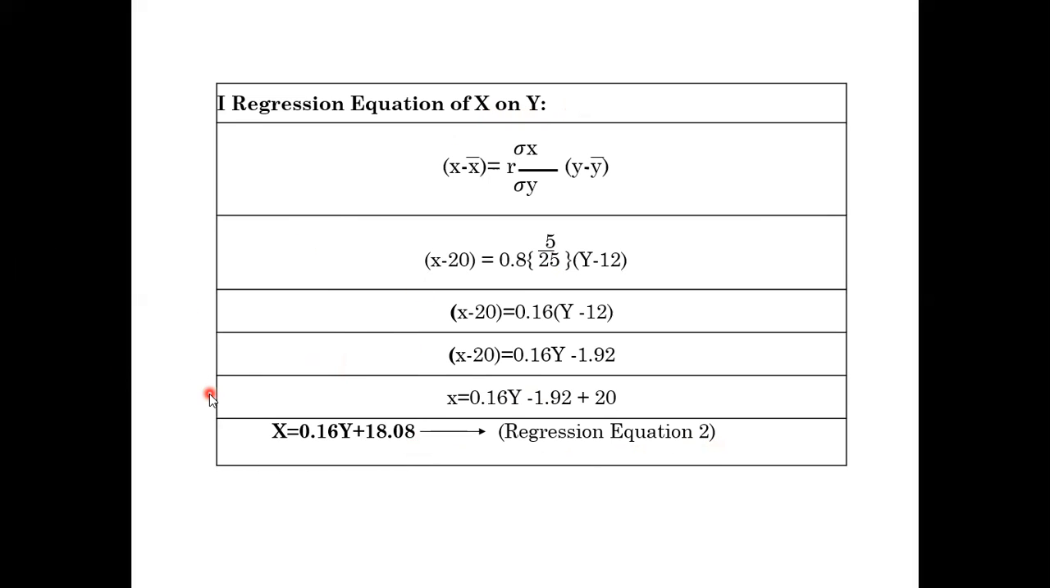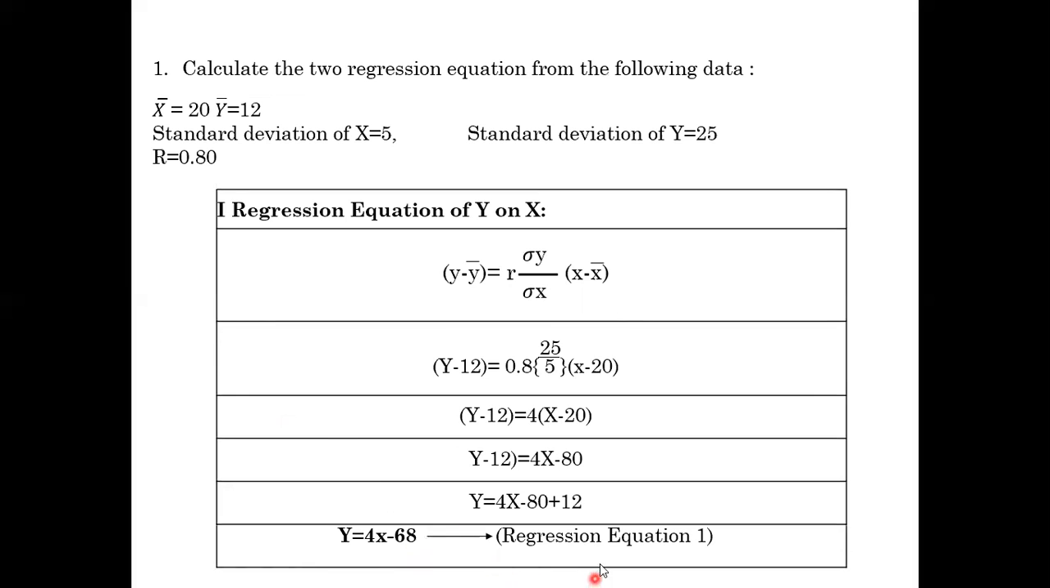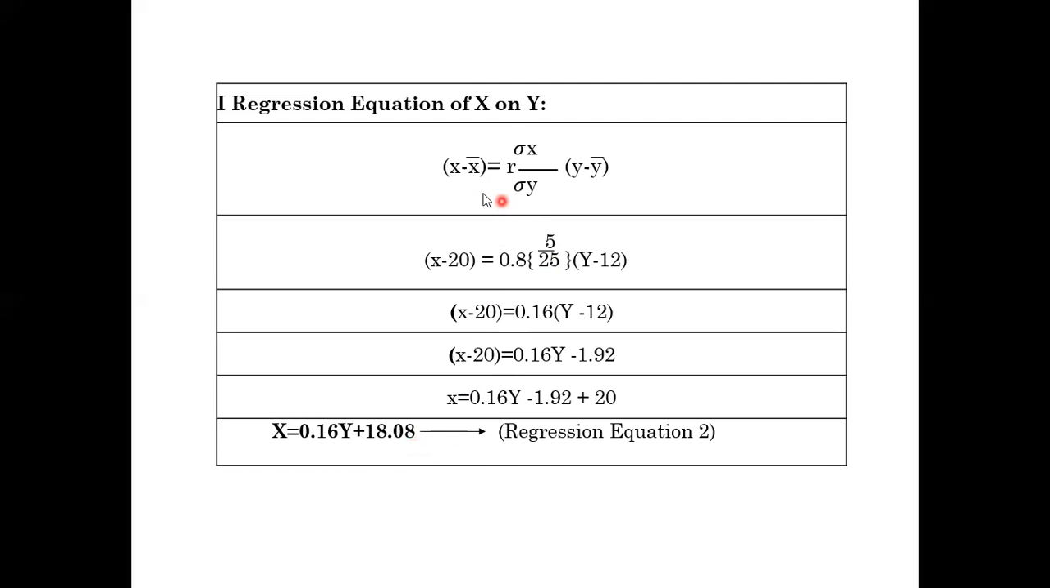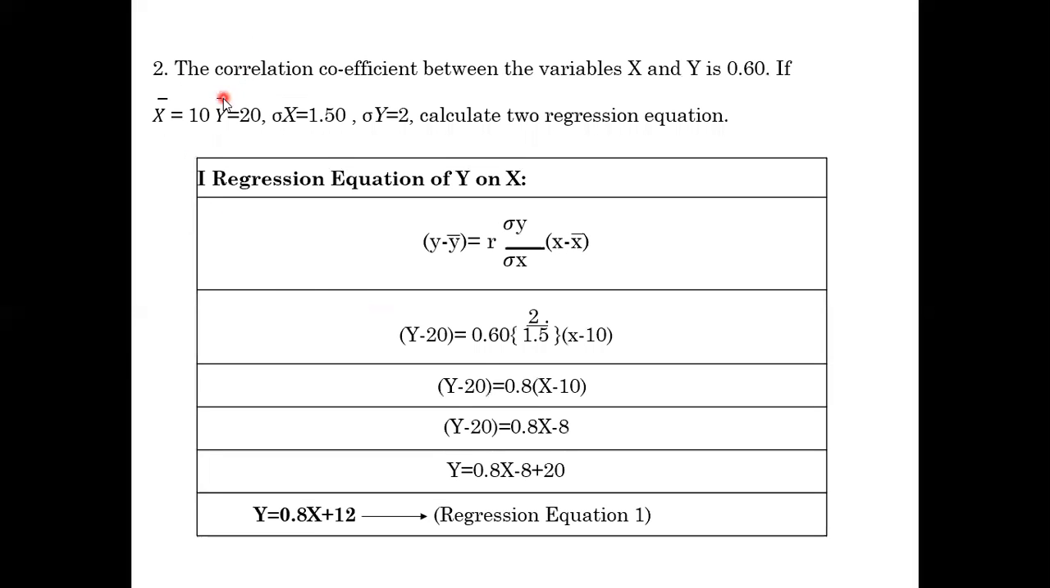Okay, students. Previously you got equation y on x: y is equal to 4x minus 68. Here, x on y, you got x is equal to 0.16y plus 18.08. Like this, we have to compute two regression equations, y on x as well as x on y. Now let us move on to the next problem.